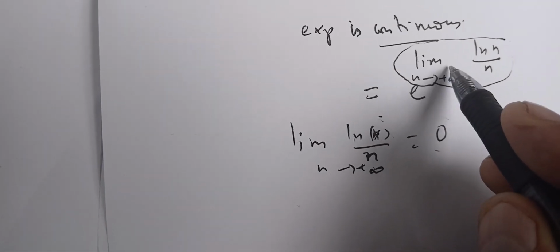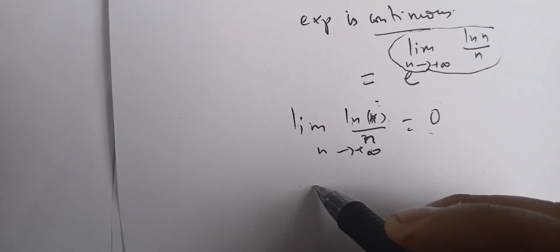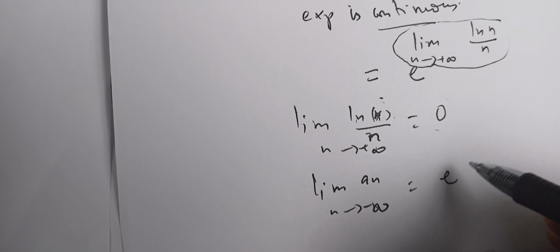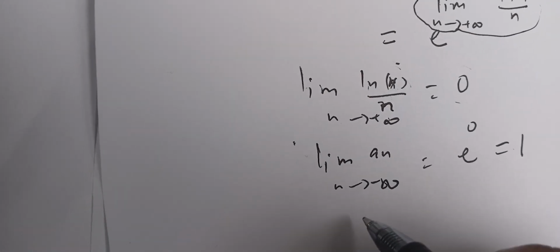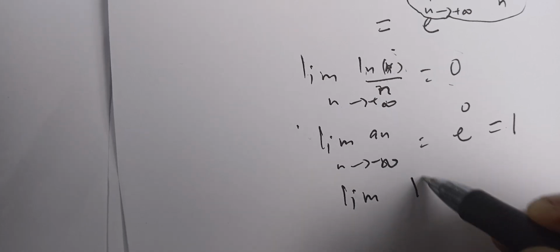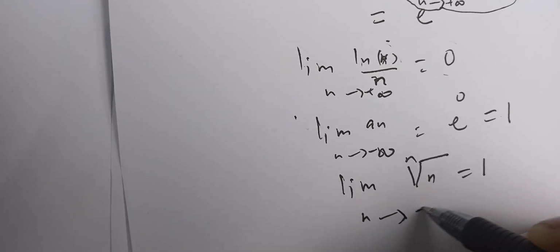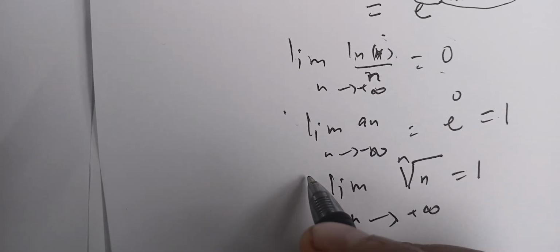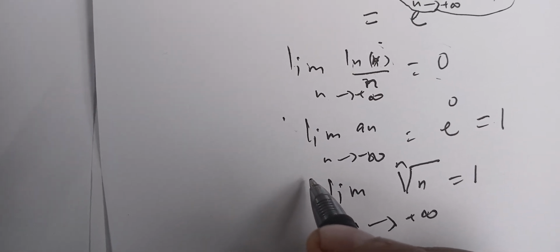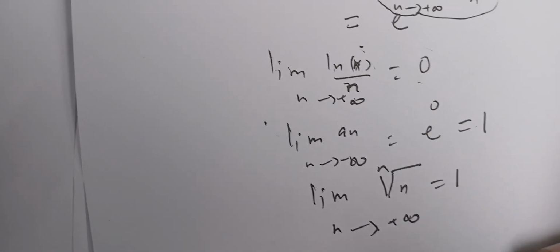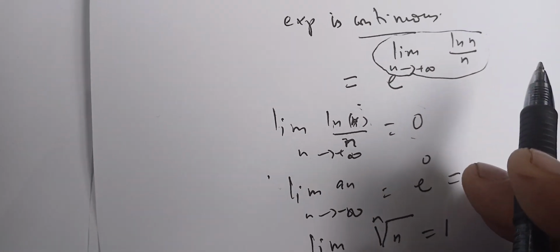Now since we have this, we can bring it back to the top. Therefore we have the limit of a_n as n goes to infinity is the exponential of 0, which is 1. Therefore this gives us that the limit of the nth root of n is 1 as n goes to infinity. So this is one way of finding the limit.